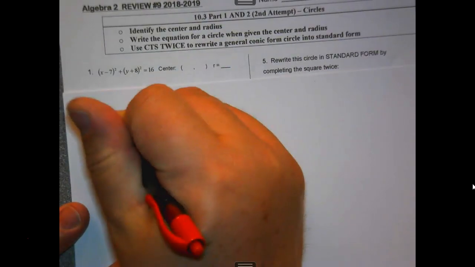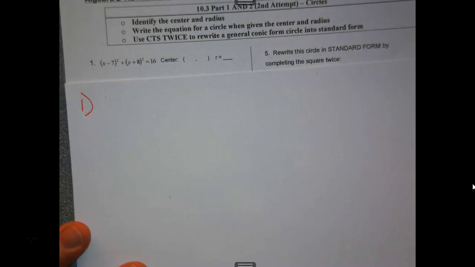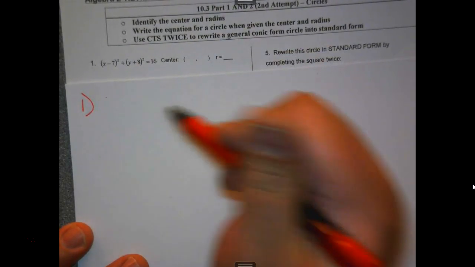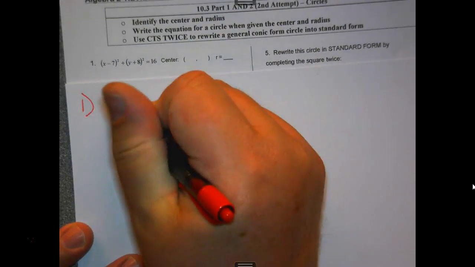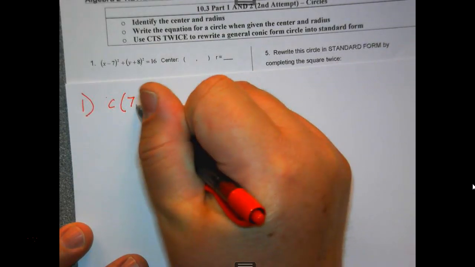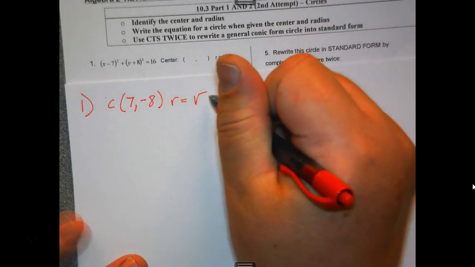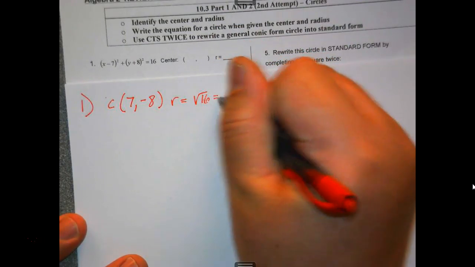Let's see, I have x minus 7. What are we supposed to do here? It says identify the center and radius. Well, that's easy. So the center is going to be opposite the sign, which is 7 and negative 8. And the radius is the square root of 16. Oh, got it right here. Square root of 16, which is 4.